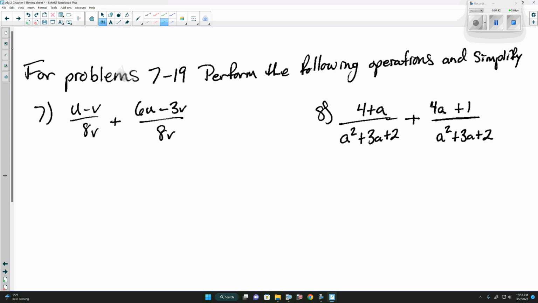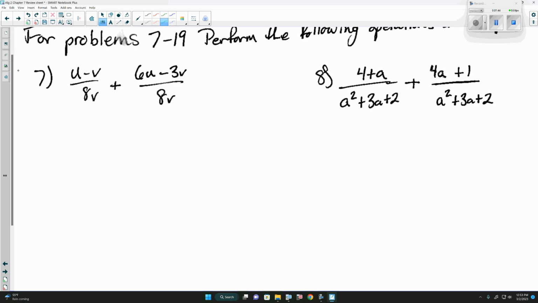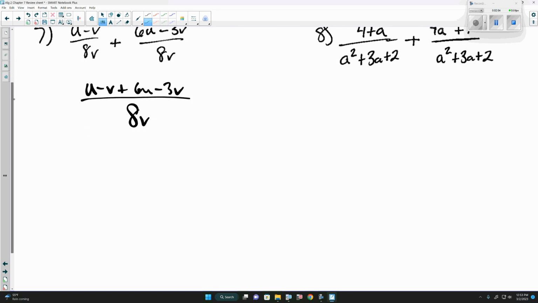All right. The next set that we're looking at is addition and subtraction. Adding and subtracting. And we can add or subtract fractions if the denominators are the same. So if we look at number 7, the denominators are already both the same, a and b. So we can add the numerators. u plus 6u is 7u. Negative v minus 3v is negative 4v.